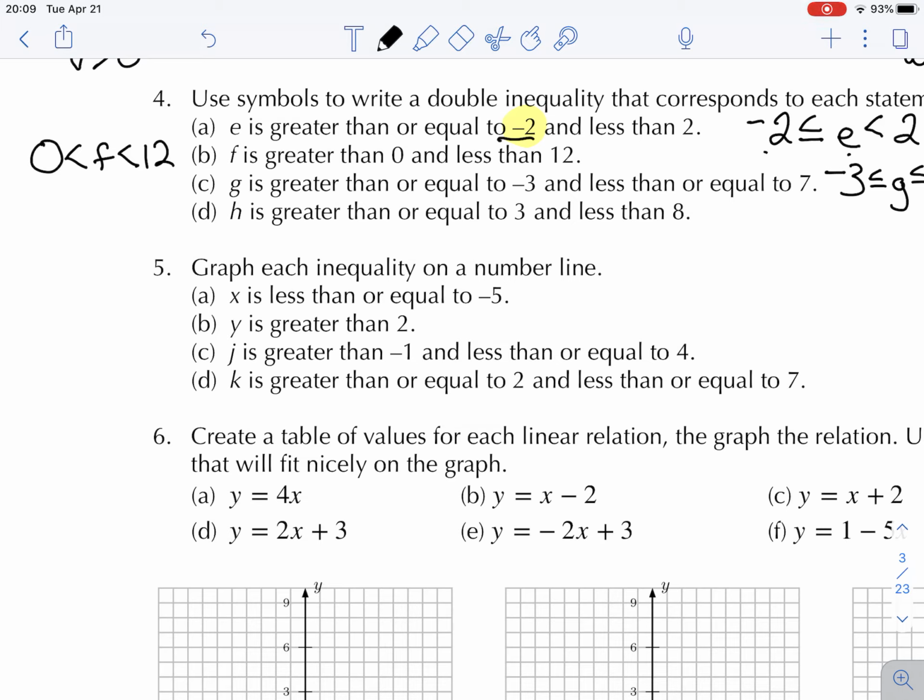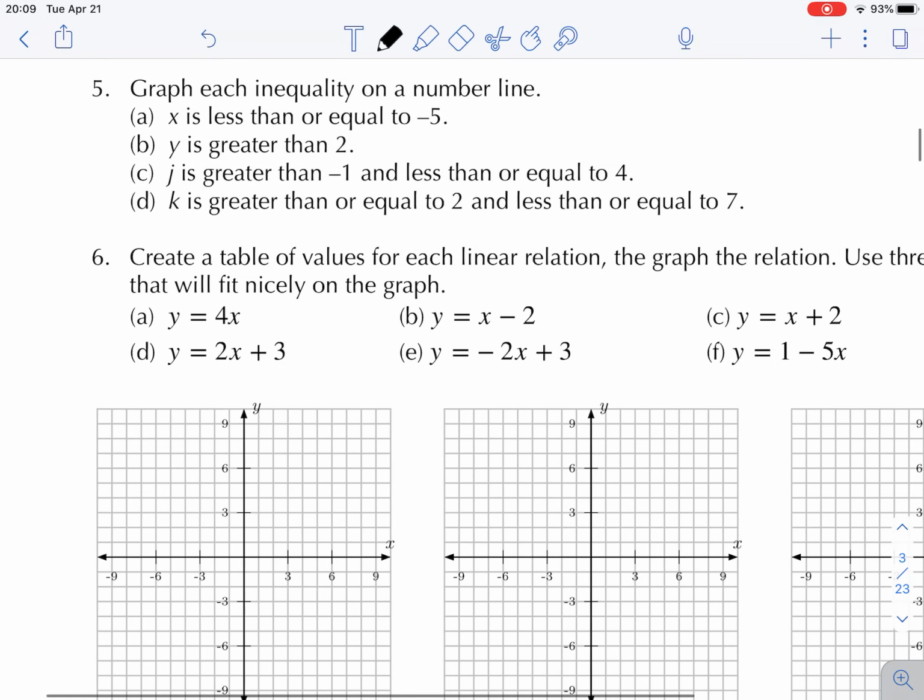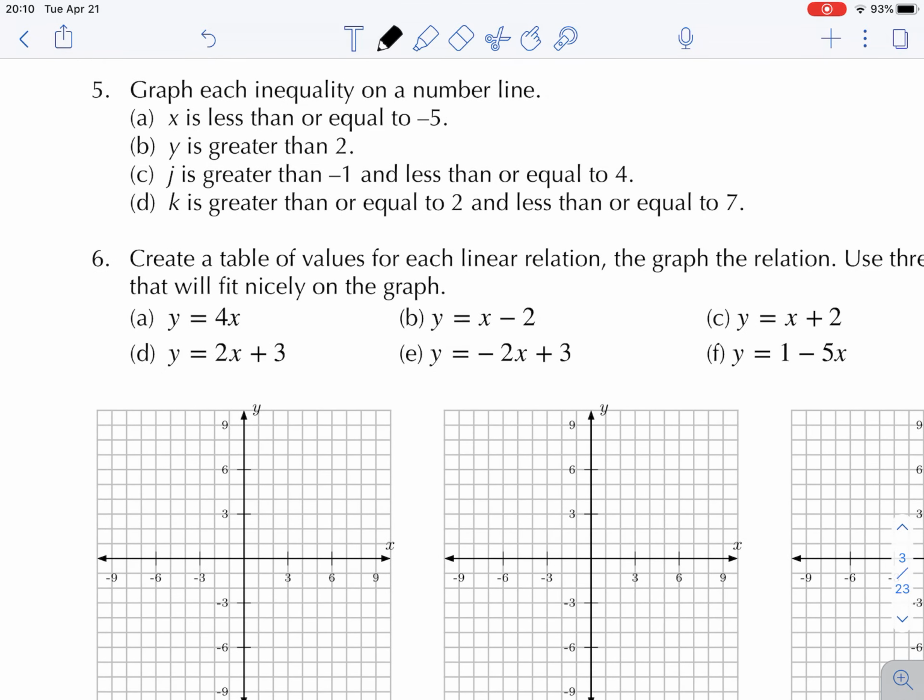Letter D. H is greater than or equal to 3 and less than, strictly less than 8. So smallest number, variable, largest number. It's greater than or equal to 3, and then less than 8. That is how we write out this double inequality.